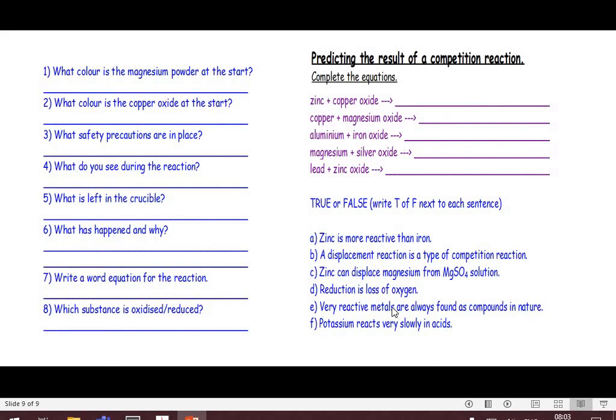Then can you answer those questions please, using what you've just watched in the video and on those photographs, and then decide what happens in these competition reactions, and just write true or false next to those sentences, or just put T or F.